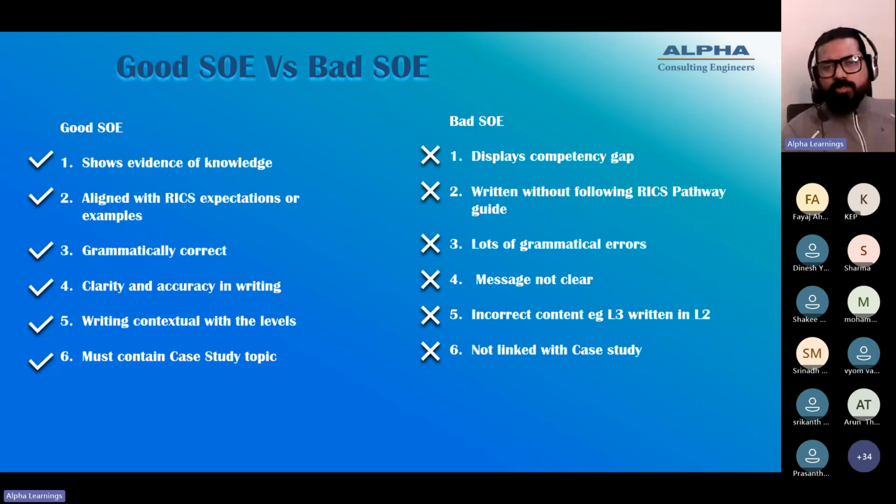A bad SOE is the opposite of it. There are grammatical errors, the message is not clear, there are incorrect contents in level 3, and it is not linking with the case study. So these are things you must not do in your SOE.